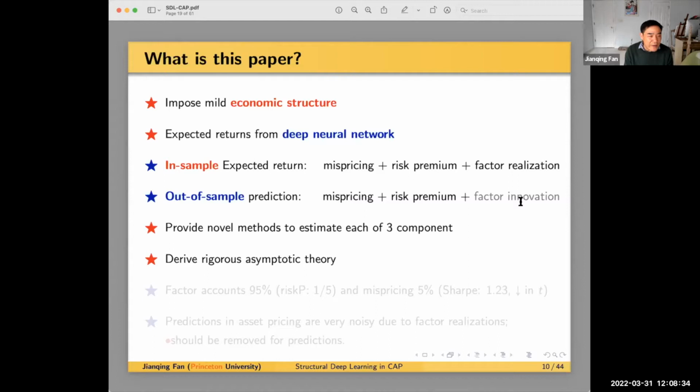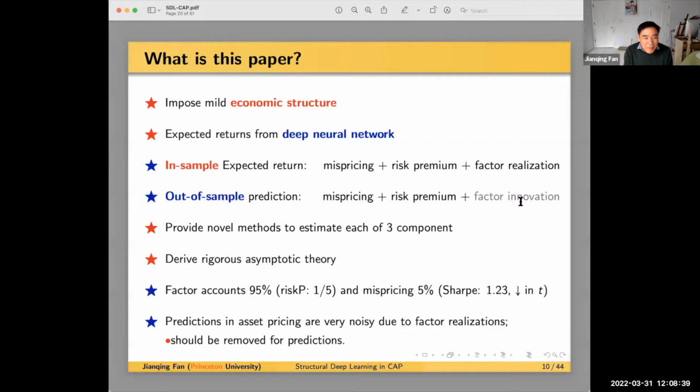In terms of empirical studies, we basically show that about 95% comes from something related to risk premia and the factor realization related to risk. Among those, maybe one part comes from risk premia and the rest comes from factor realization. The mispricing, alpha, only accounts for about 5%. Even though this 5% looks small in terms of contribution, the economic implication is actually quite big, right? The Sharpe ratio, if I construct an alpha portfolio, could be like 1.26, and as with most things in finance, it slightly decreases over time.